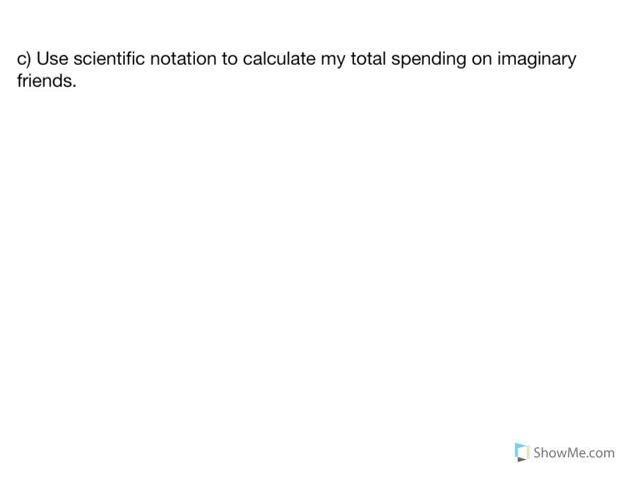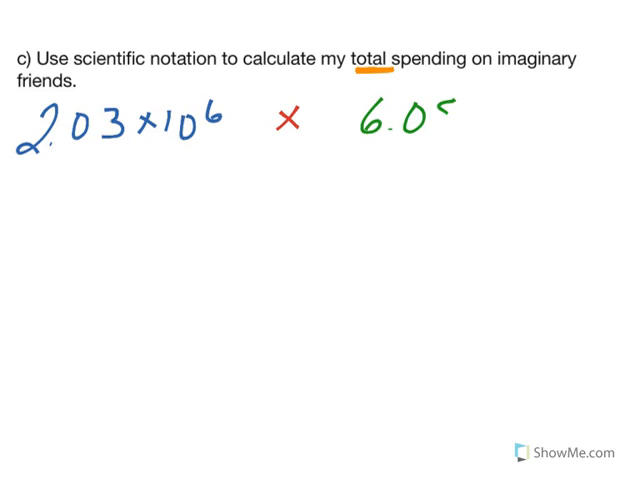And lastly, we're going to use scientific notation to calculate my total spending. Now, when you see the total, we're spending a certain amount on each friend. If we've got 2 million friends, we're going to multiply. So I'm going to take my number of friends, which is 2.03 times 10 to the 6th, and multiply by how much I spend per friend, which is 6.05 times 10 to the 3rd. And again, we want our final answer to be to 3 significant figures in scientific notation.